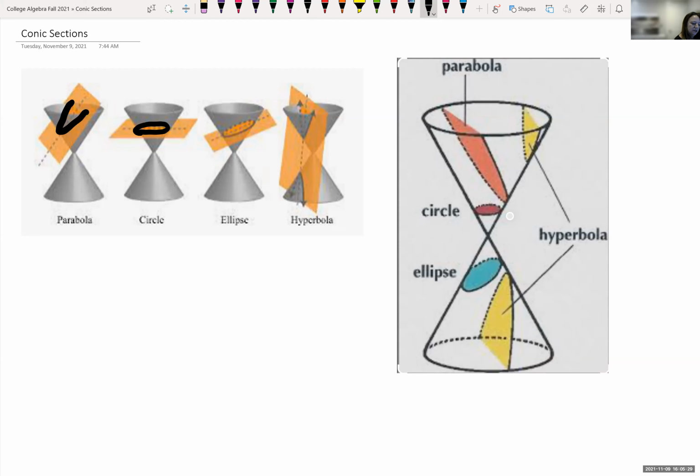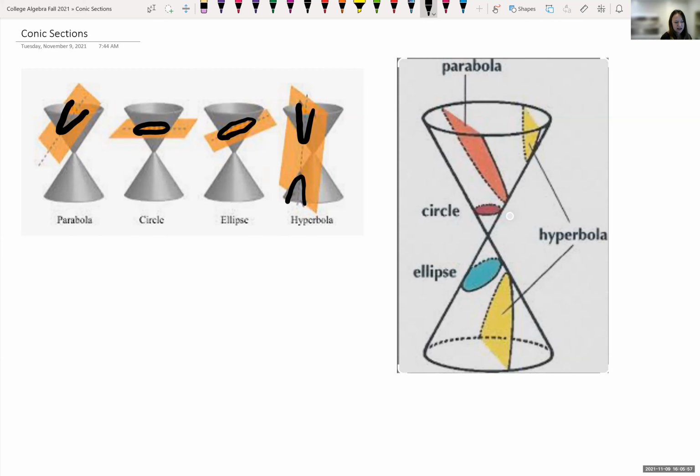Actually, that's a circle. This would be an ellipse. And then we have a hyperbola. And that was just one picture. And then the other picture also shows you, just in different colors, what those shapes would look like. We're going to be dealing with parabolas that face up, down, which we've already done, but also left and right.